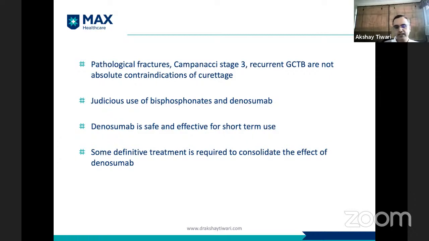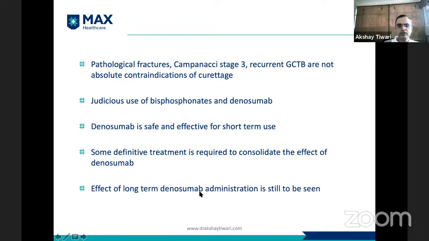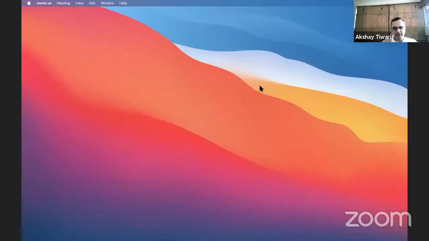It could be angioembolization, it could be radiotherapy or surgery. The effect of long-term denosumab still needs to be seen. I think that is all. This being quite a large and vast topic, I'm open to questions, and thank you again.